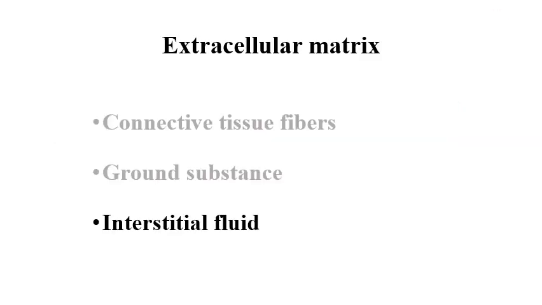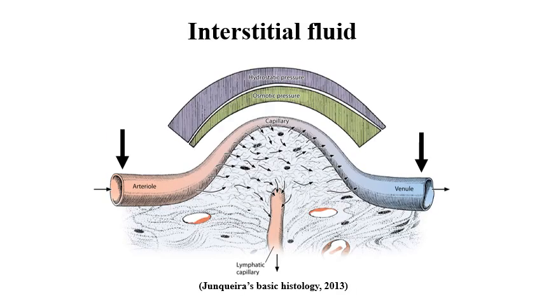The last component of the extracellular matrix is the interstitial fluid, and this will be discussed in the next slide. Water in the ground substance is referred to as interstitial fluid. It has a composition similar to the blood plasma. Interstitial fluid is important for exchange of nutrients, oxygen, and waste products between cells and capillaries.